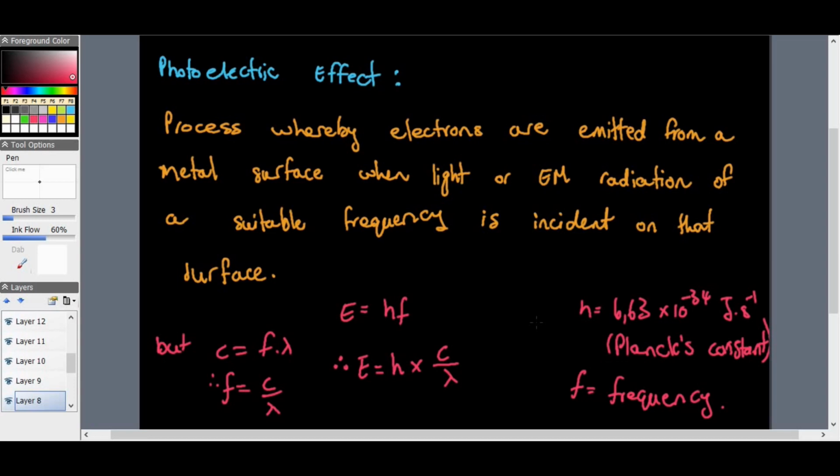The photoelectric effect can be explained by the quantum theory as follows. When a packet of energy from light, which is called a photon, with energy equal to h times f, strikes a metal surface, all the energy of the photon will be transferred to the what? To the electron. Now, a photon must have a certain minimum amount of energy to overcome the force of attraction between the metal and electron.